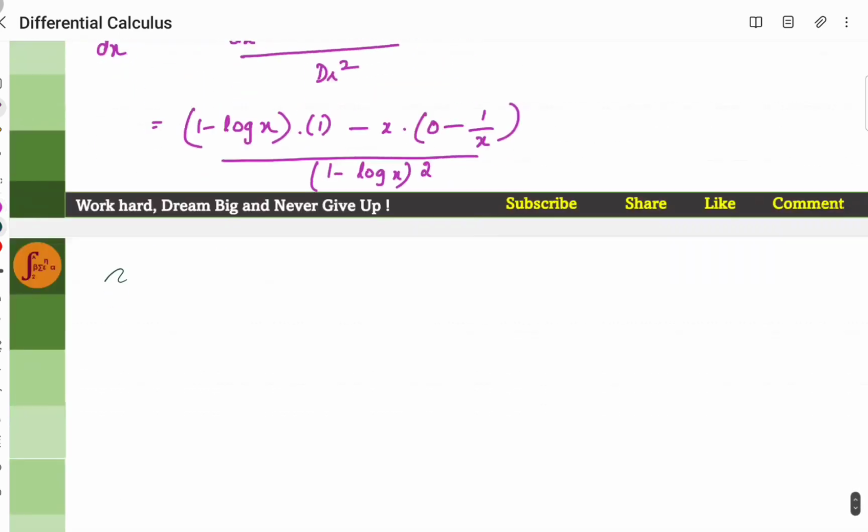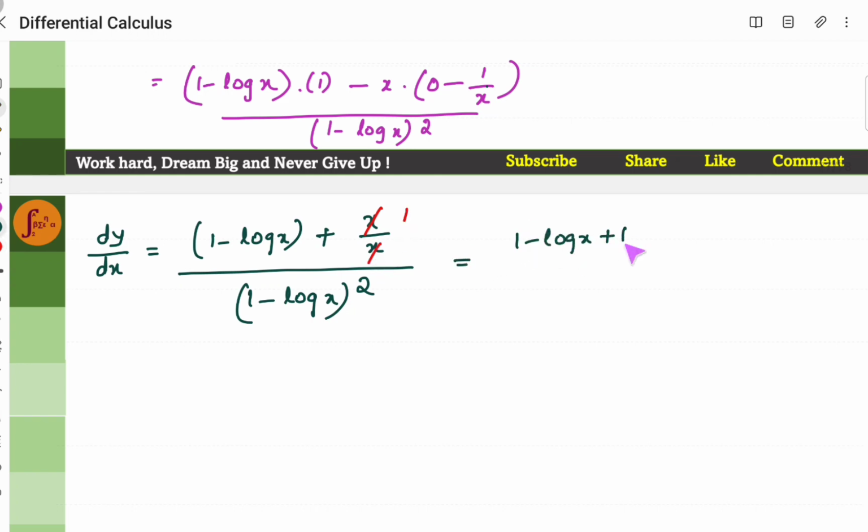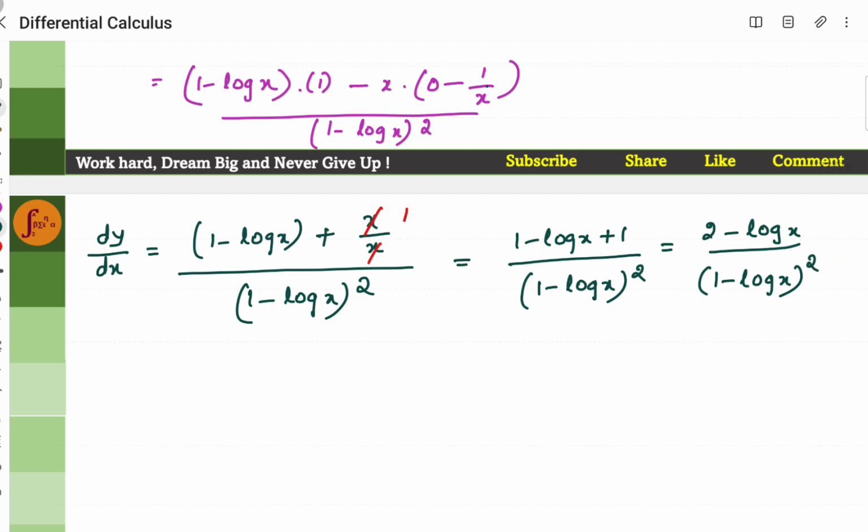So now I'll get dy by dx is equal to (1 minus log x, minus and minus will become plus, so it will be x into 1 by x) by (1 minus log x) the whole square. x and x will get cancelled. I'll be left with 1. So this is nothing but (1 minus log x plus 1) by (1 minus log x) the whole square. This is nothing but (2 minus log x) by (1 minus log x) the whole square. So this is nothing but the RHS, right? Is equal to RHS, hence proved.